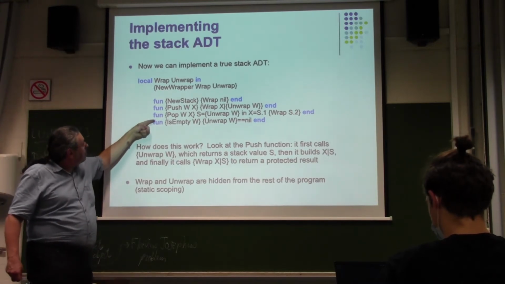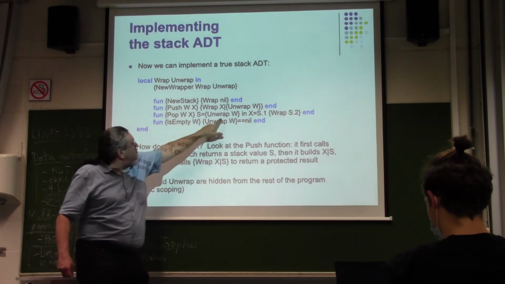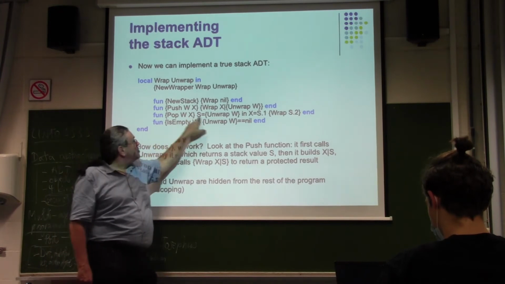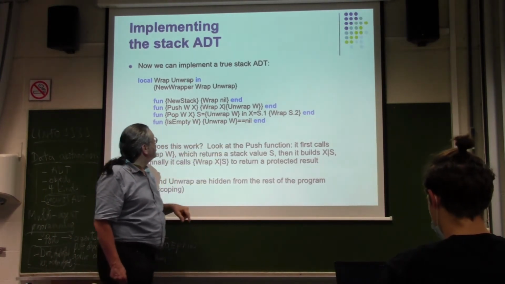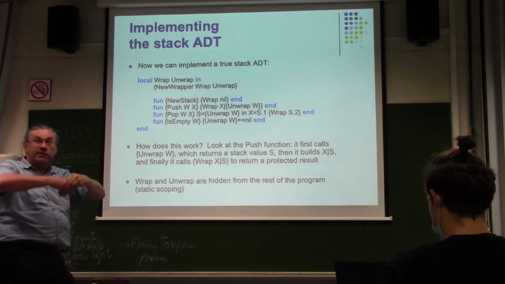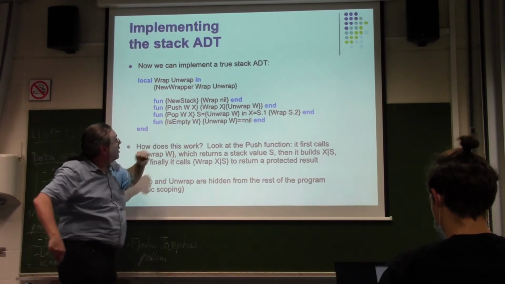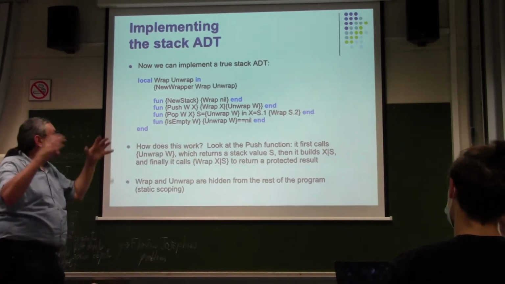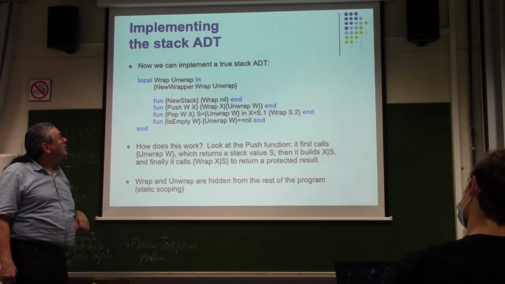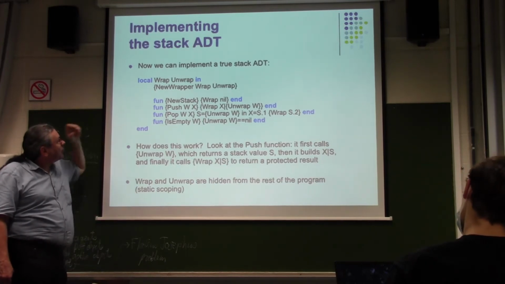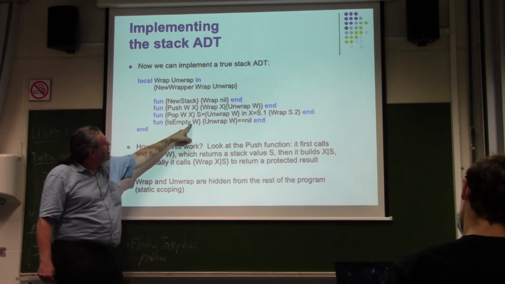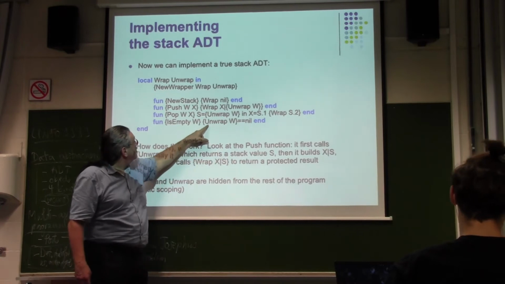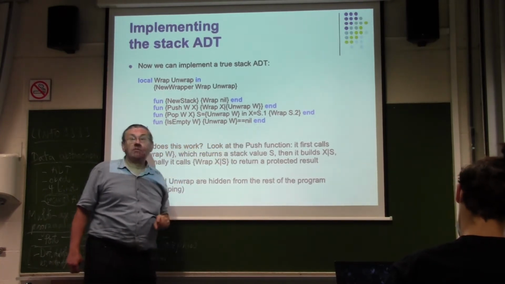So push and pop. Pop also will first do unwrap of W, so that's S. X is the top, so then it binds X to S.1, so that the top of the stack is given out, it's not encrypted. And then I wrap S.2. I again lock the rest. So I always have wraps and unwraps, except for empty, where I'm only checking something, I'm not creating a new thing, so I only have unwrap here. I do unwrap W and then I compare to nil.